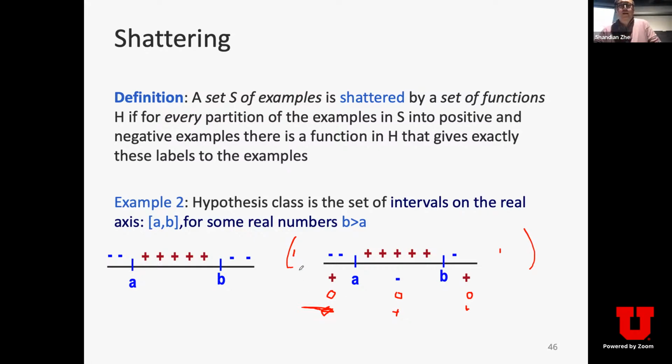Or you can also consider where I put A and B, and try all possible positions. You'll find that you'll never be able to find an interval which can correctly classify all 3 points here. Does it make sense?